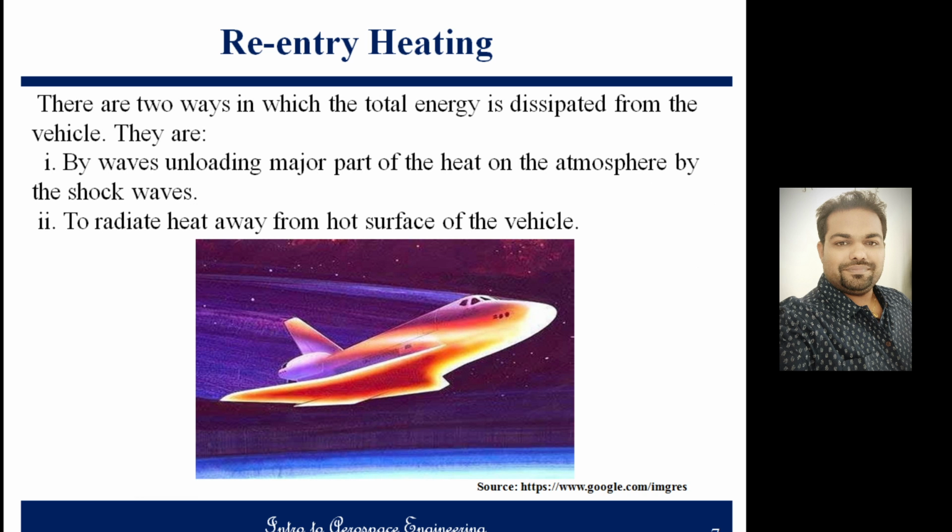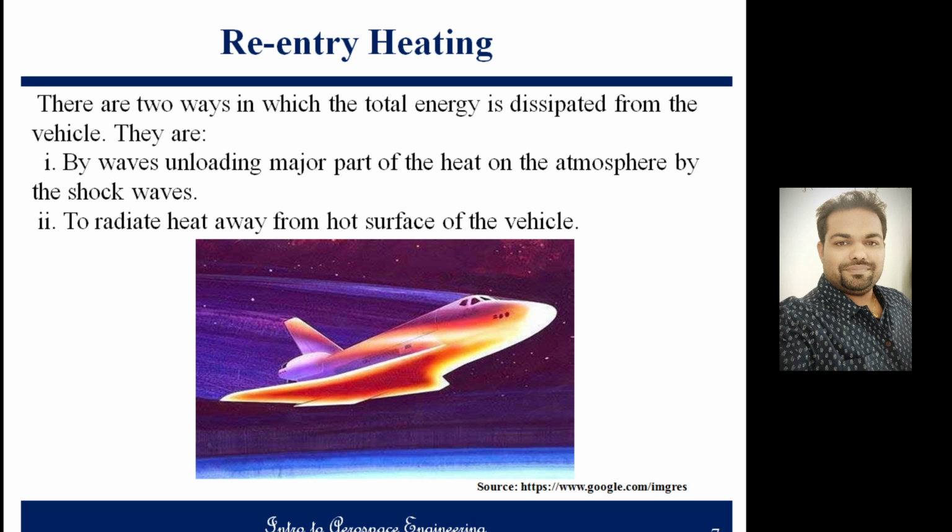There are basically two ways in which total energy is dissipated from the vehicle. First, by unloading a major part of the heat onto the atmosphere by shock waves. So you design the front nose of the vehicle in such a way that the shock should not attach over it. It should be a detached shock, so that you have sufficient spacing between the shock and your vehicle. So it will not be direct heating of the surface, and a lot of heat will get dissipated to the atmosphere. The second method is to radiate heat away from the hot surface of the vehicle.